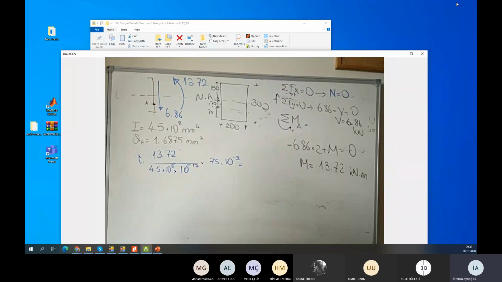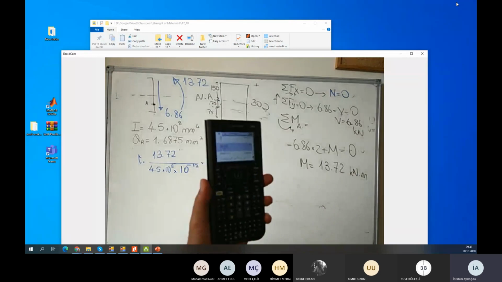This divided by, in parentheses, 4.5 to the power 8, times 10 to the power minus 12, multiplied by 75 times 10 to the power minus 3. Okay. My calculator like this.